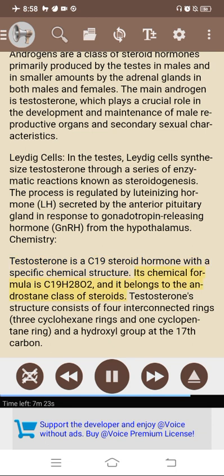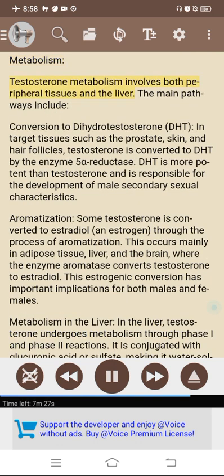Its chemical formula is C19H28O2, and it belongs to the androstane class of steroids. Testosterone's structure consists of 4 interconnected rings, 3 cyclohexane rings and 1 cyclopentane ring, and a hydroxyl group at the 17th carbon. Metabolism. Testosterone metabolism involves both peripheral tissues and the liver.